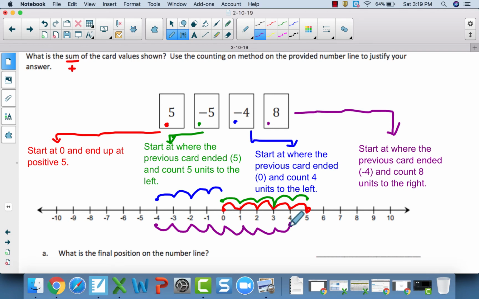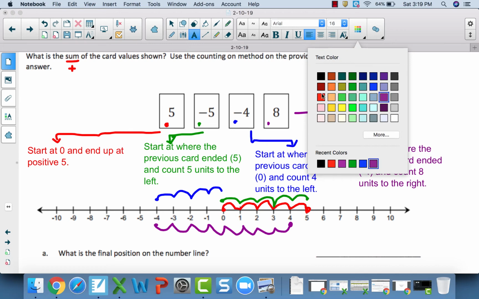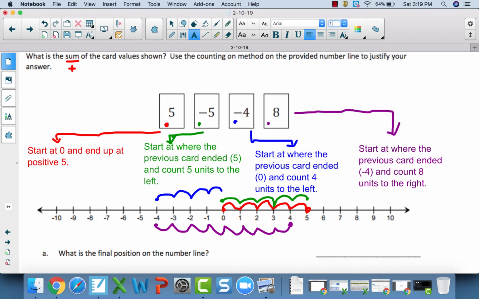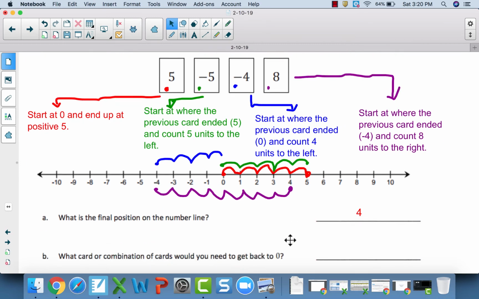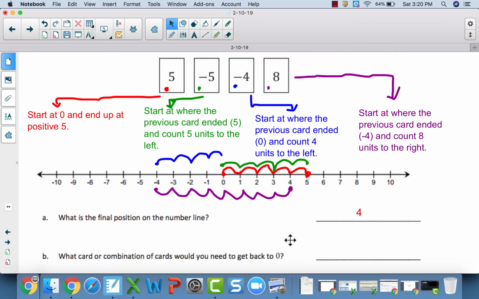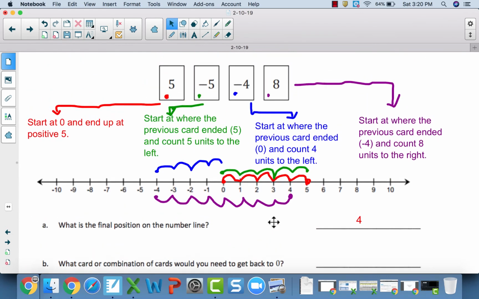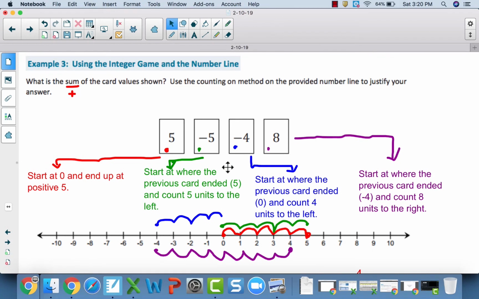So because I'm at 4 and I am done counting up or counting down, that is my final position on the number line, meaning that is going to be my answer to the sum of these numbers. So the answer here is 4. The final position is 4. Now, I am going to show you before we move forward and answer B and then look at number 2. I'm going to show you this number line in a few different ways that are a little bit neater. So those will populate on your screen in 1 second.